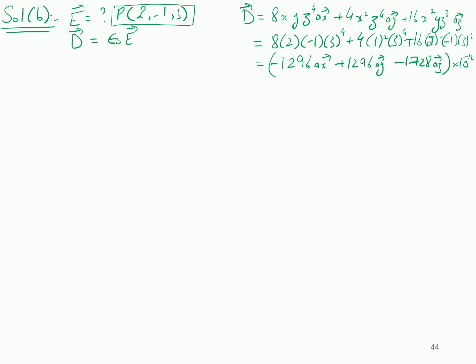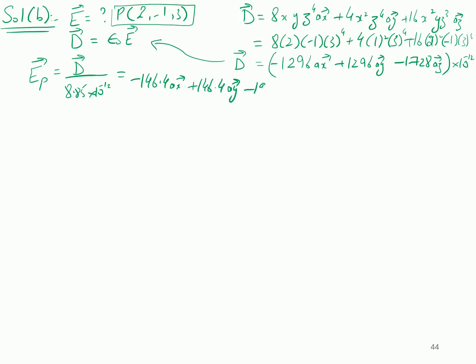So once we have the value of D, just incorporate everything over in this equation. So electric field intensity at point P comes out to be, so the value will be D, and the value of epsilon in vacuum is 8.85 into 10 raised to power minus 12. So the answer comes out to be minus 146.4 along A of x plus 146.4 along A of y minus 195.2 A of z volts per meter.